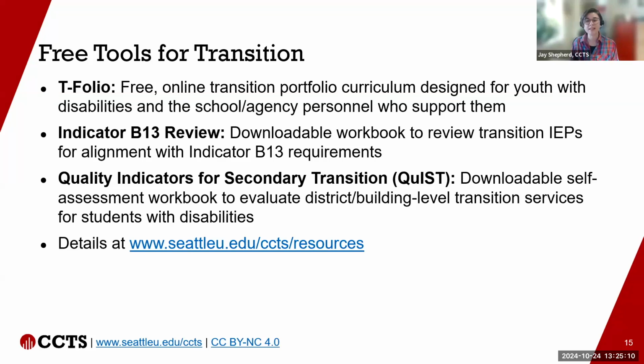It also includes the Indicator B13 review tool, which is an Excel workbook that helps ensure your IEPs are in alignment with those Indicator B13 requirements. So it's a self-review checklist. And then the quality indicators for secondary transition, or the QUIST, is another self-assessment tool, but this can be used at the building level or the district level to evaluate your transition services on a larger scale.